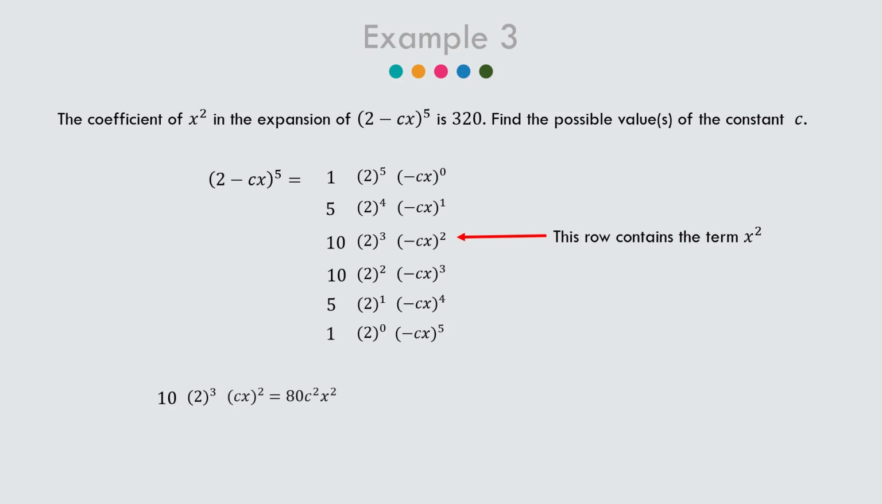This gives us 80c squared x squared. And we know that the coefficient is 320. So 80c squared must equal 320. Now it should be easy to find the value of c. So c squared must be 320 divided by 80. This gives us c squared equals 4. So by taking the square root we get the answer c equals plus or minus 2.